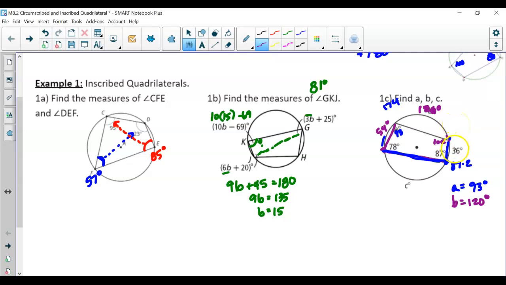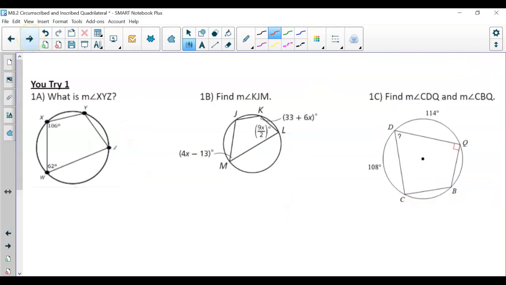So if I've got 36, I've got my 120, I've got my 54, I've got three pieces out of the four of my circle. So what can we then do here to find C? Well, they add up to 360. So I could take these now and subtract from 360. And that's how you get C is 150 degrees. So go ahead and pause the video and try the You Tries on your own.